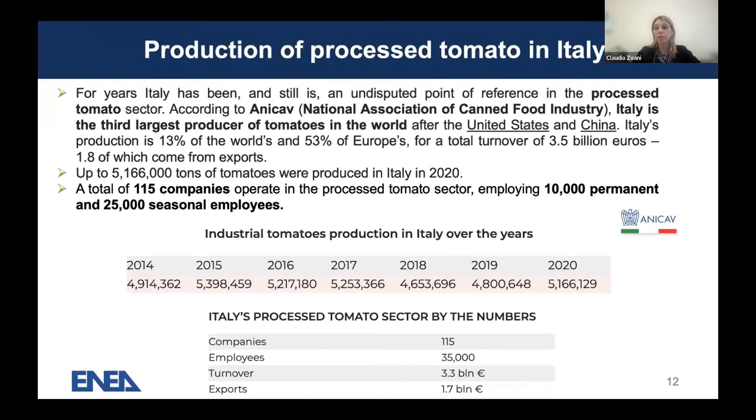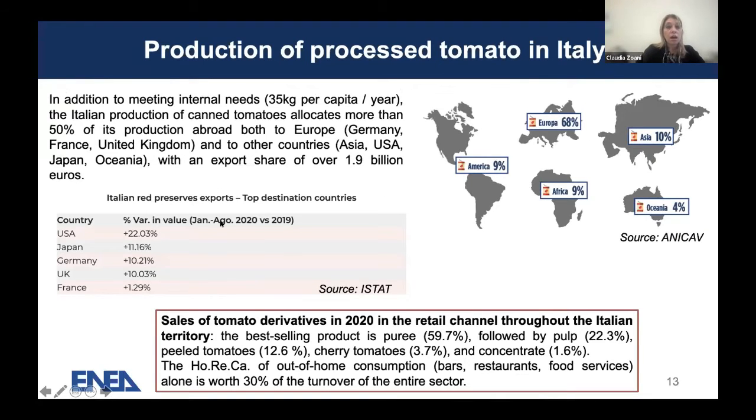the processed tomato sector, and here you have some data also about employment and the turnover that is very big because it's 3.3 billion euros. Of course, the Italian production can meet the internal need of the market, but it's also very involved in export, with an export share of around 2 billion euros.